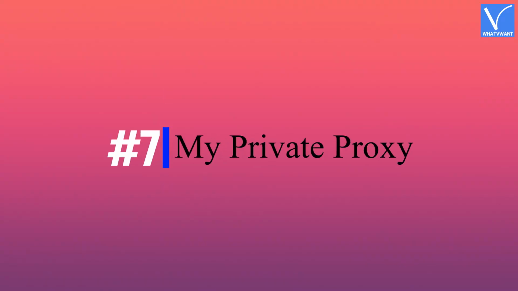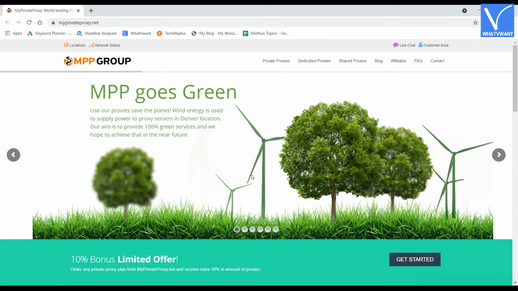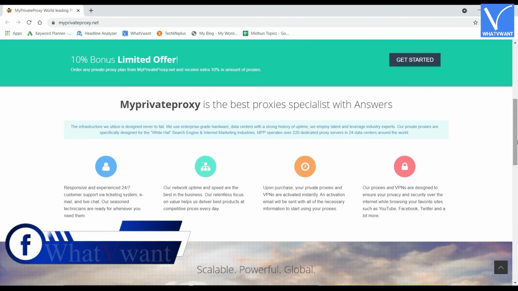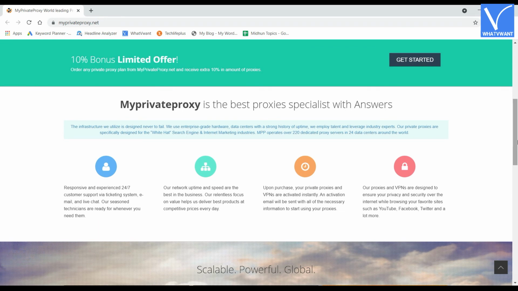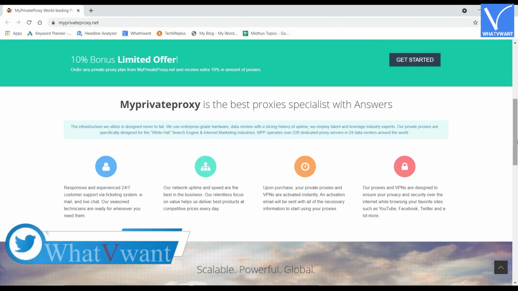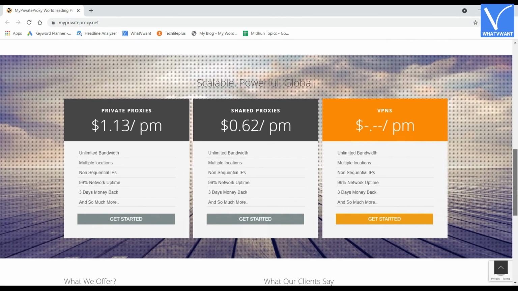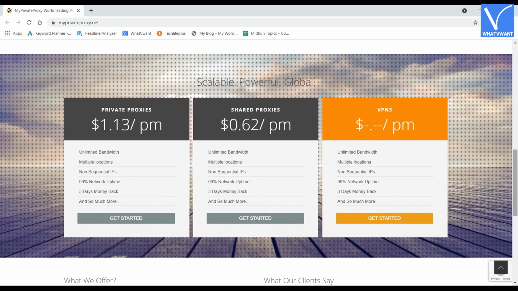Number 7, My Private Proxy. My Private Proxy offers the best private proxies for SEO and anonymity. All these private proxies support HTTP and HTTPS protocols and authentication by IP or username and password. Its popular products include sneaker proxies, Craigslist proxies, and much more. It is a fast and reliable service, relatively speaking, compared to other proxy providers. The best way to save money would be to purchase My Private Proxy bulk IP packages.